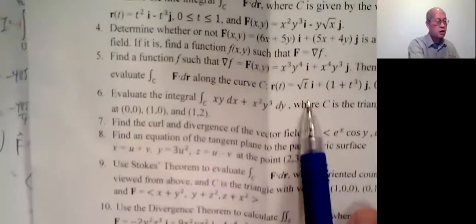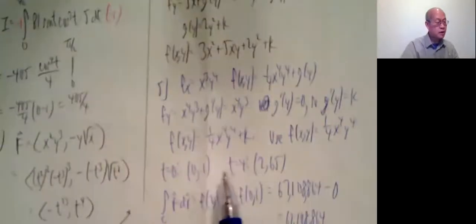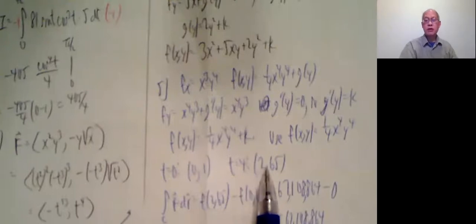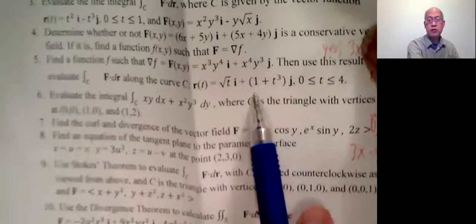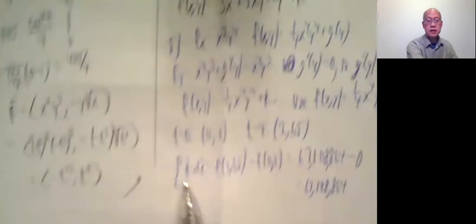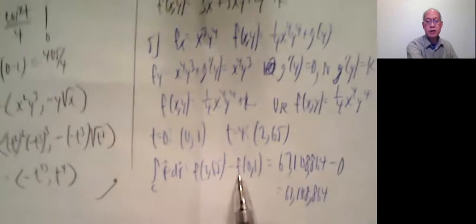Way back here, plug in 0 here and 0 here, you're at 0, comma 1. If you plug in 4, you have a much more unfortunate ordered pair, square root of 2, comma 65. 4 cubed is 64, plus 1 is 65. So the integral of f dot dr is f of square root of 2, 65 minus f of 0, 1.